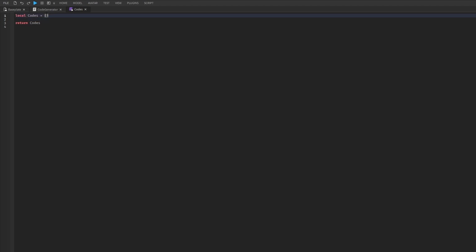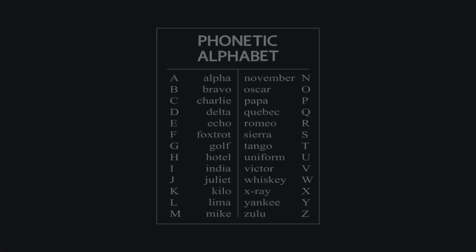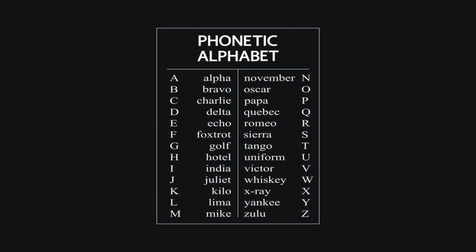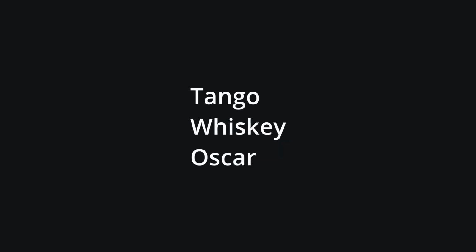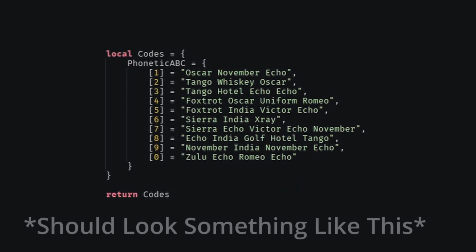Within the codes table, you're going to make another table called Phonetic ABC. Within the Phonetic ABC table, you're going to write all the information for each number in the phonetic alphabet. For example, 1 will be Oscar, November, Echo, and 2 will be Tango, Whiskey, Oscar, and so on. Once you're done writing each number within the phonetic alphabet, you're done with the module script for now.